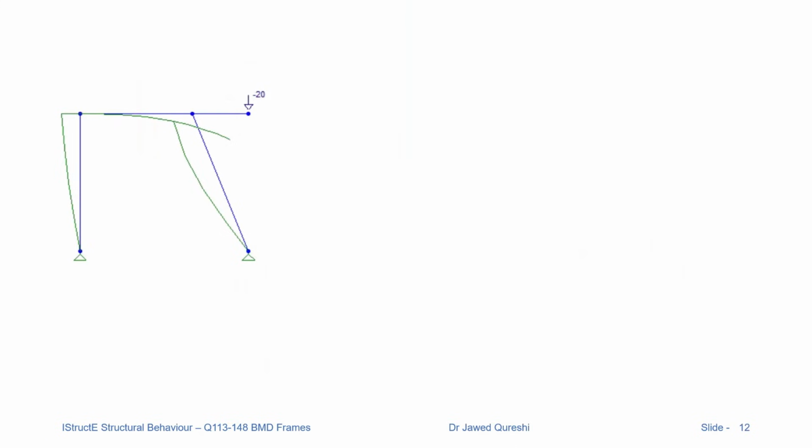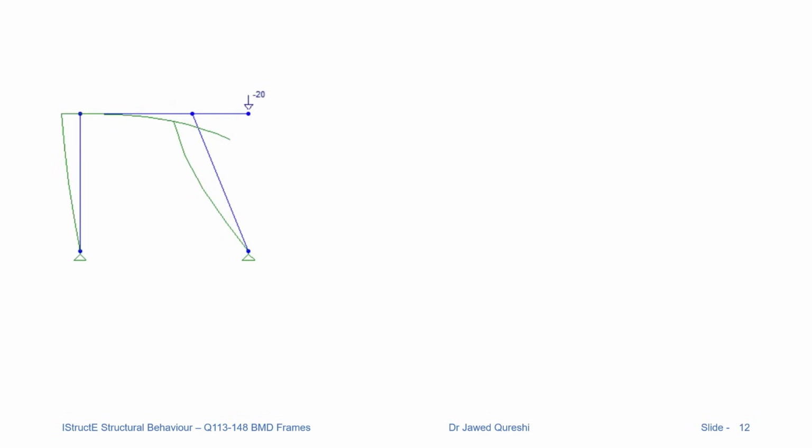Let's see the solution. This is how the beam is deflecting. See that it is deflecting towards left. The reason is that this inclined member is really pushing the frame to deflect leftwards.